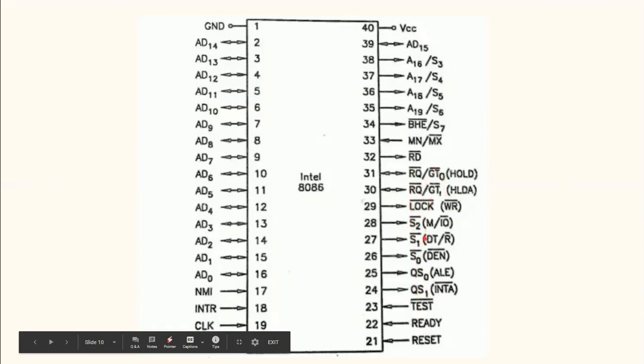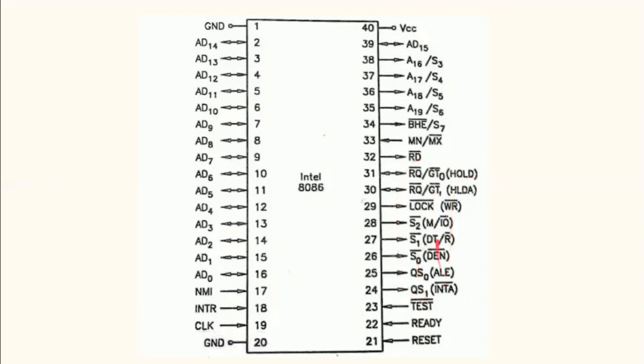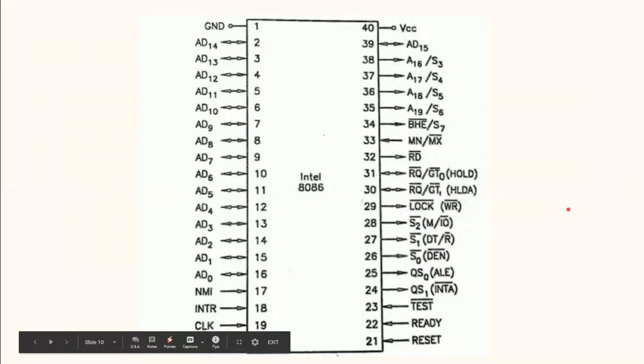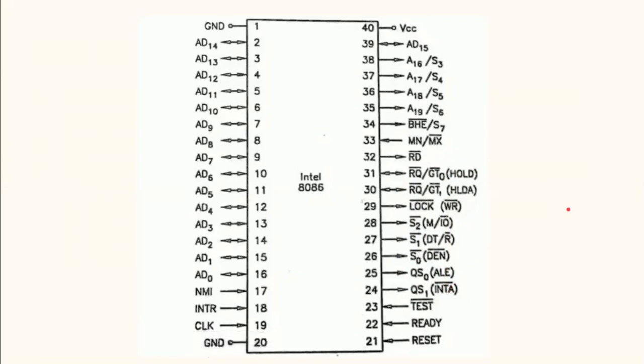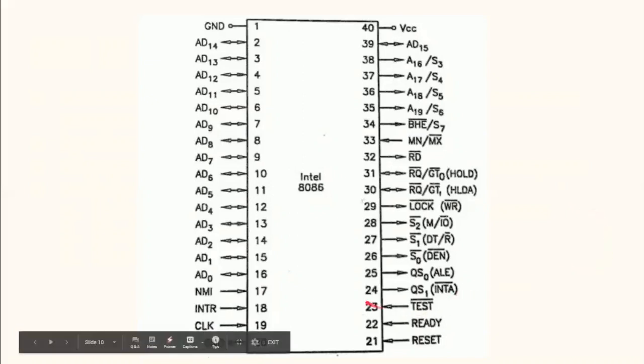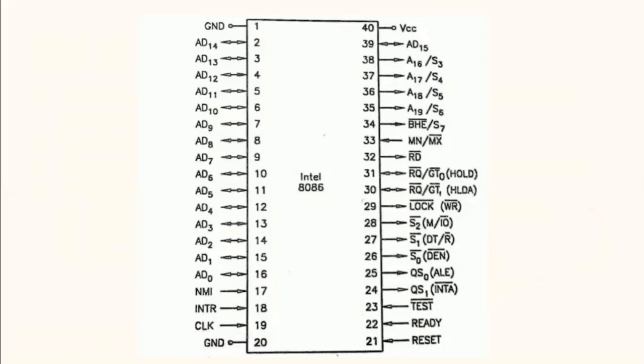Whereas when it is working in the maximum mode, pin number 24 to 31 will have the function which is written outside the bracket, and the bracketed one will not be considered. That means out of the 40 pins, 32 pins have the common function in both minimum and maximum mode, whereas these 8 pins from pin number 24 to 31 are dependent on the mode in which the 8086 is operating. So in this lecture, we will have a look at all the common mode signals only.